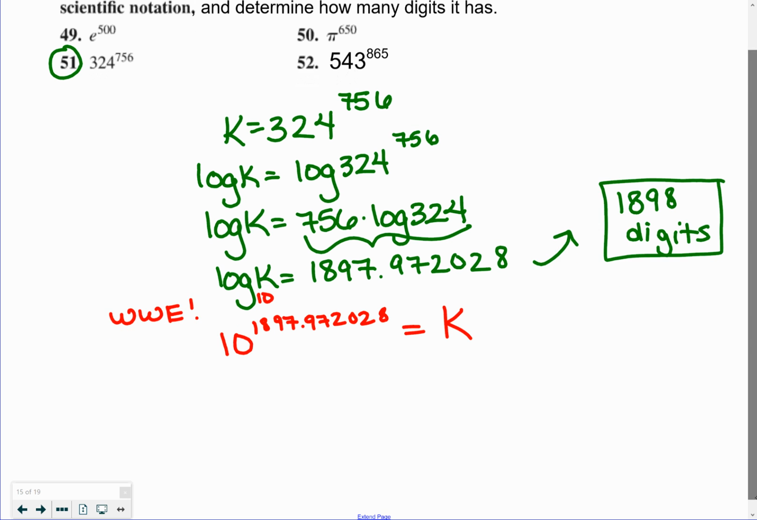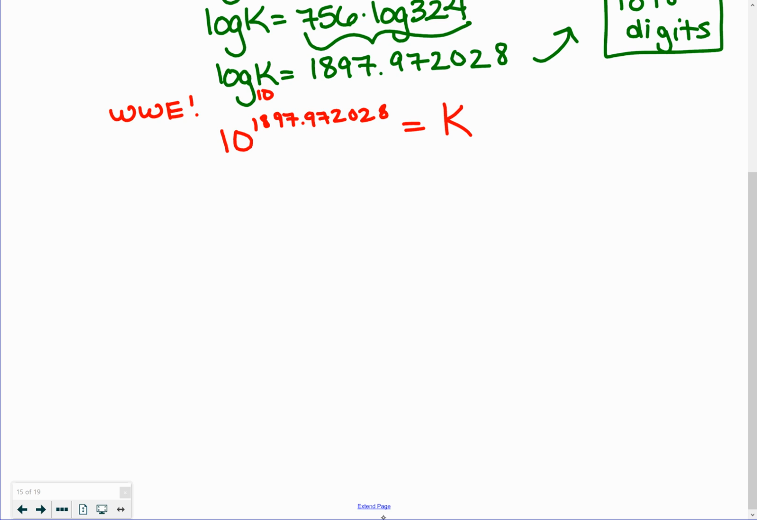And then what we did with this is we split it into two pieces: 10 to a power times 10 to a power, where those powers are going to add up to my original exponent, the 1897 point whatever. The whole number is going to go on the right, and the decimal, 0.972028, is going to go on the left. 10 to the 1897, that's what scientific notation is going to look like, right? 10 to an integer power, a whole number power.